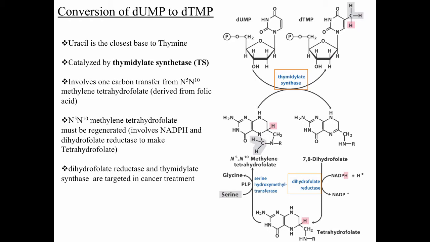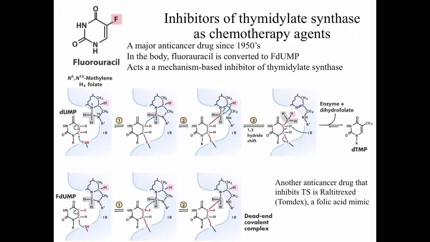Both this enzyme, thymidylate synthase, as well as dihydrofolate reductase, are actually targeted in cancer treatment. There are inhibitors that specifically target these enzymes, and one of these is 5-fluorouracil. This is the structure of 5-fluorouracil. It's been a major anti-cancer drug since the 1950s.